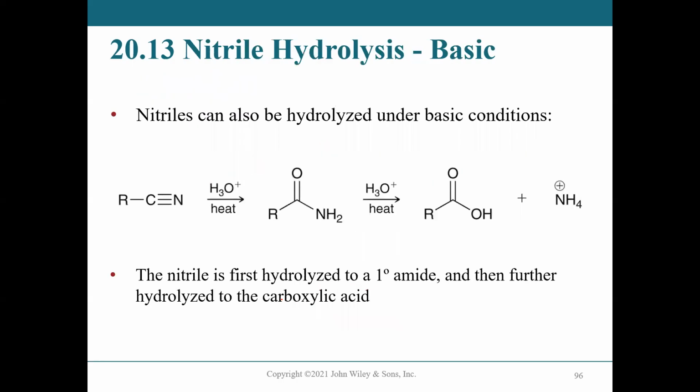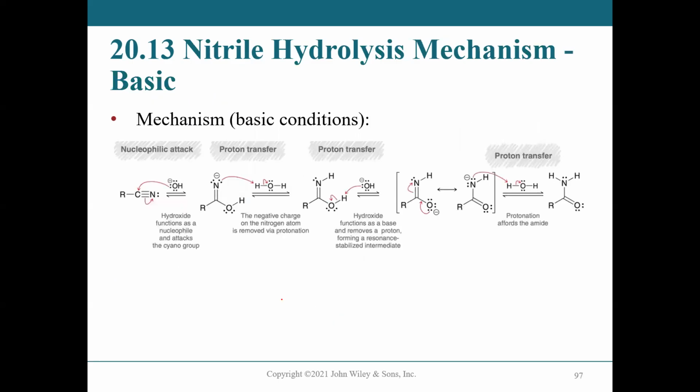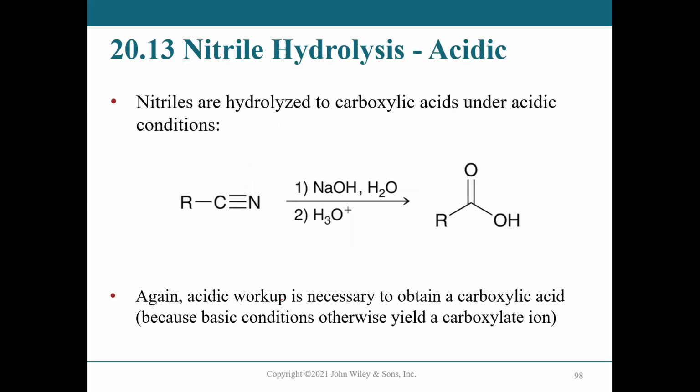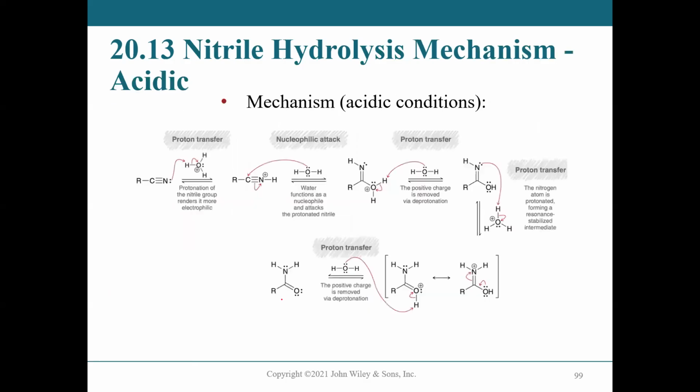So nitriles can also be hydrolyzed under basic conditions. And the next steps are going to show you under the basic conditions, right here. Nitriles are hydrolyzed to carboxylic acids under acidic conditions. Again, acidic workup is necessary to obtain a carboxylic acid because basic conditions otherwise yield a carboxylate ion. And that mechanism is shown here.